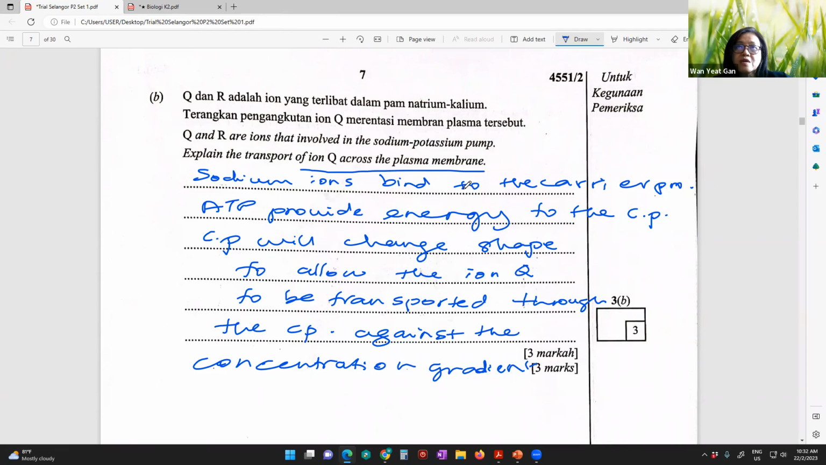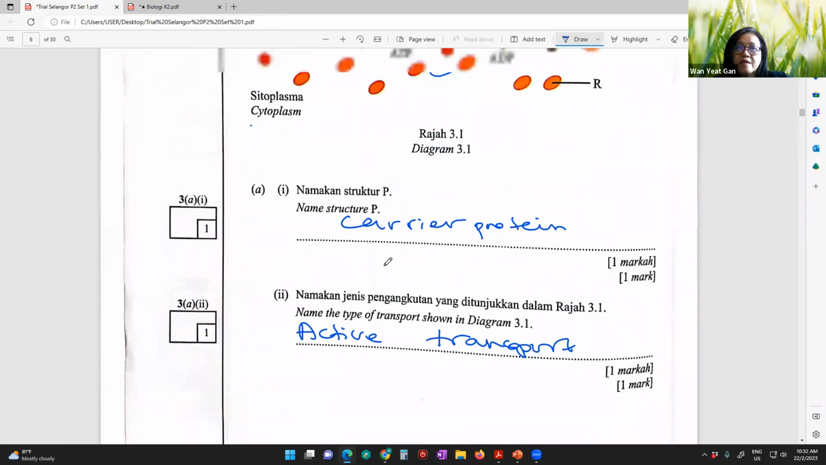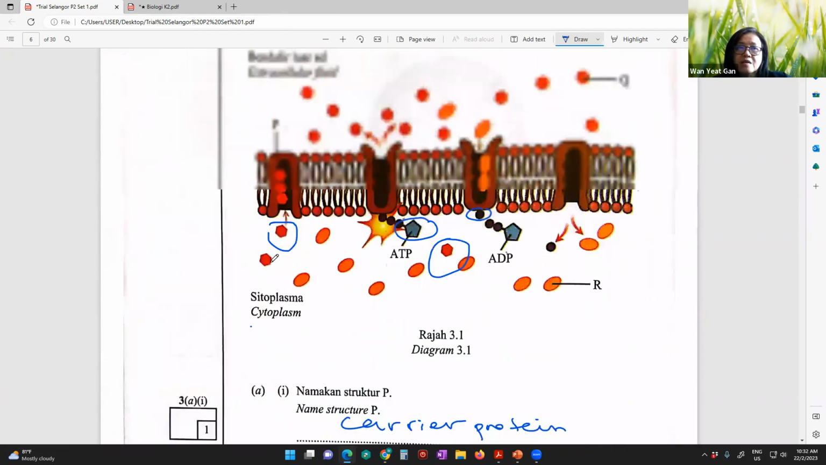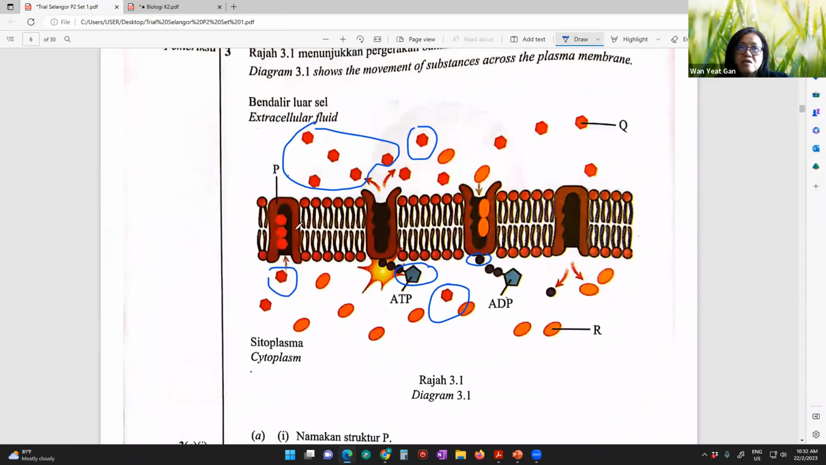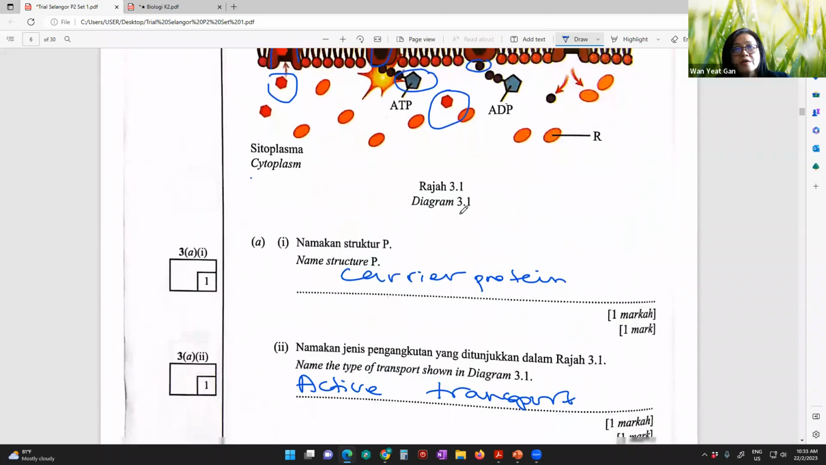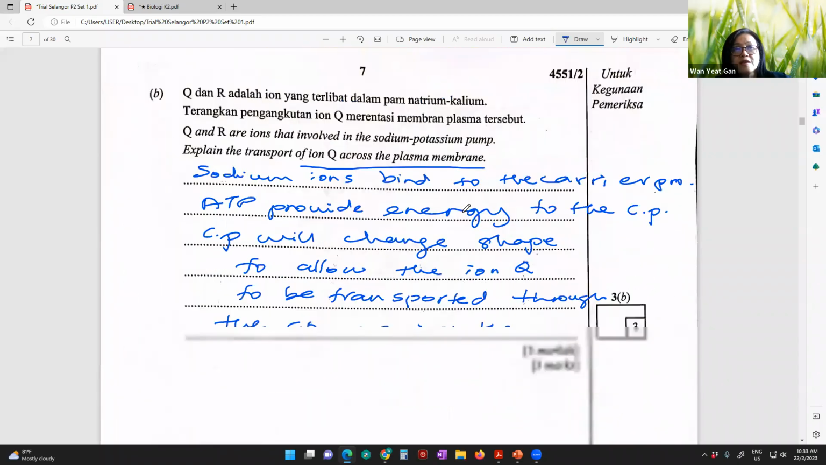Here you can see the phosphate, after attaching, the shape of the carrier protein has changed from an N shape like this to a U shape. So the ATP phosphate group changes the shape of the carrier protein to allow the sodium ion to be transported out of the cell. Okay, so next we see the next question, C.